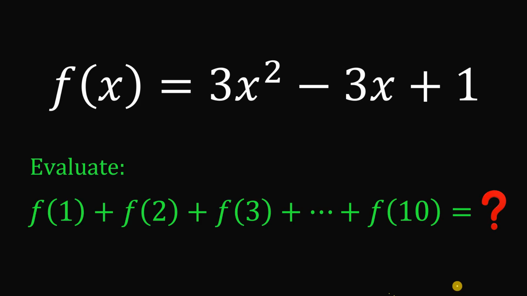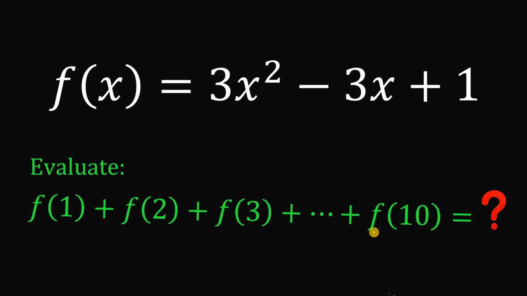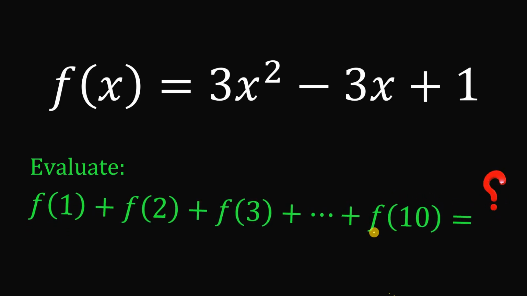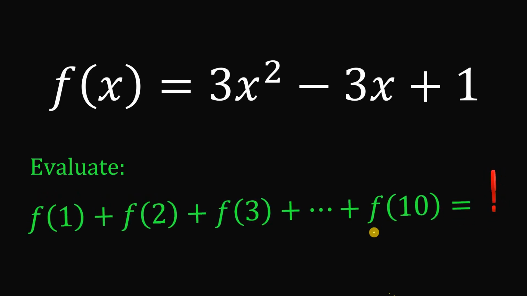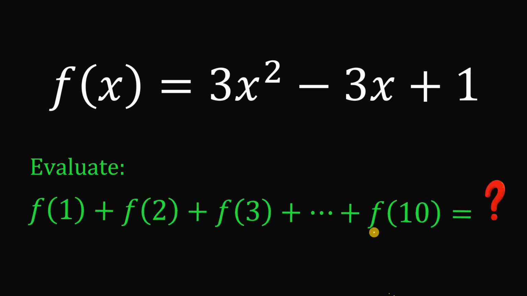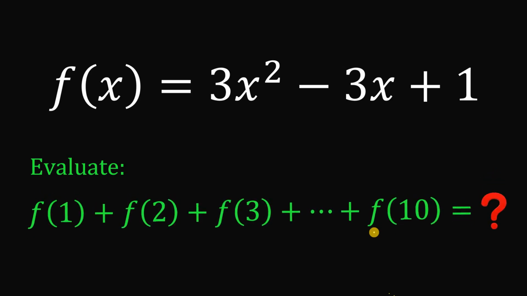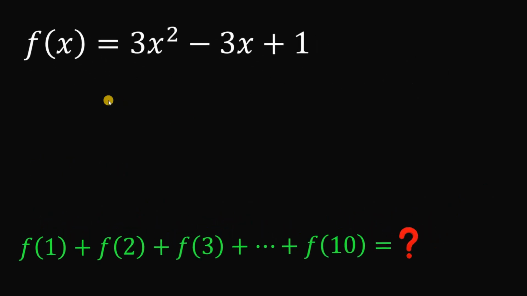Today, we will answer a math challenge given by one of our followers. And the question goes like this. Given f of x equals 3x squared minus 3x plus 1, the goal is to evaluate f of 1 plus f of 2 plus f of 3 all the way down to f of 10. Now, pause this video right now and see if you can answer this question, because I will show you the solution in 3, 2, 1.